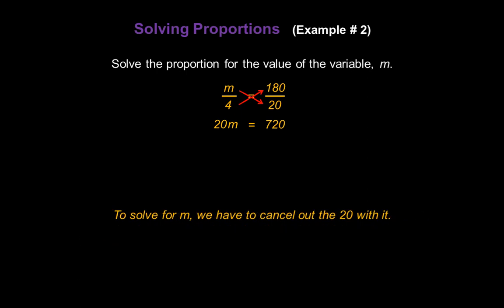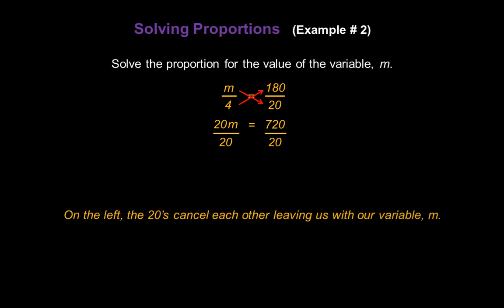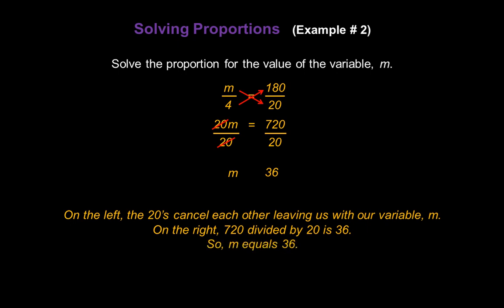Now to solve for m, we have to cancel out the 20 that's with it. Again, 20m is 20 times m, so we're going to divide by 20 to cancel it. And we have to divide the other side by 20 as well to keep the equation balanced. Now on the left, the 20's cancel each other, leaving us with our variable m isolated on the left-hand side. And on the right, 720 divided by 20 is 36. So m equals 36 is our answer.